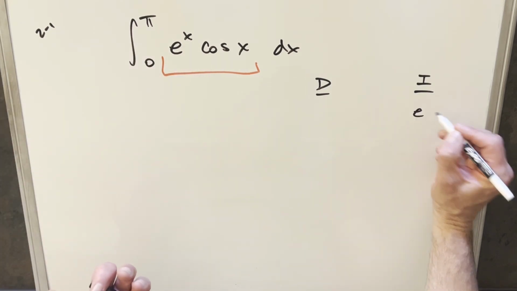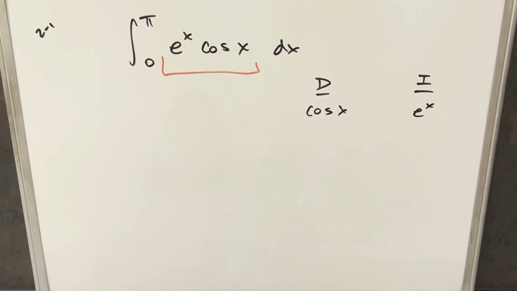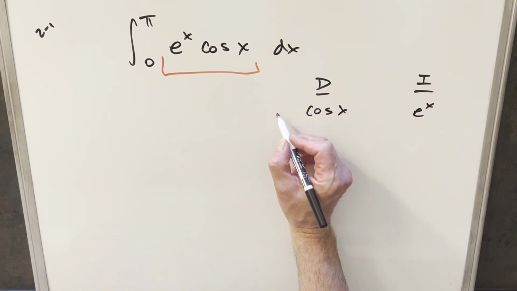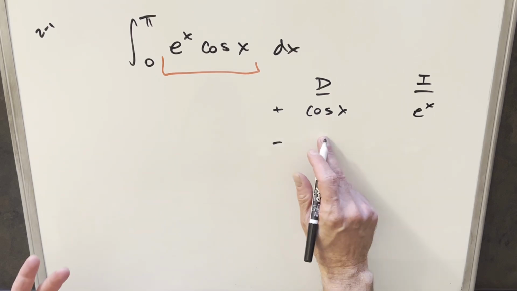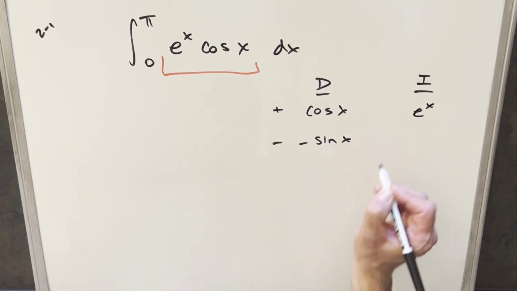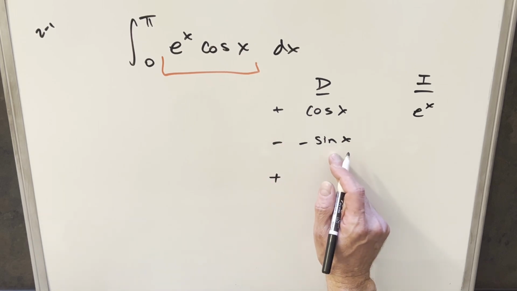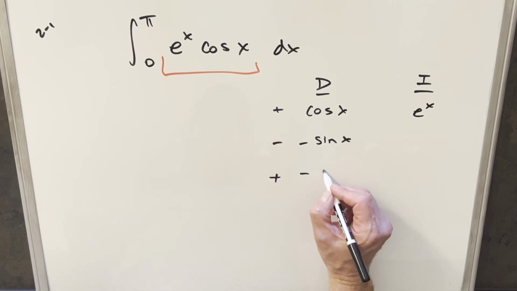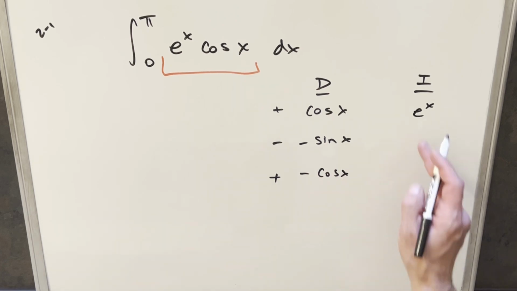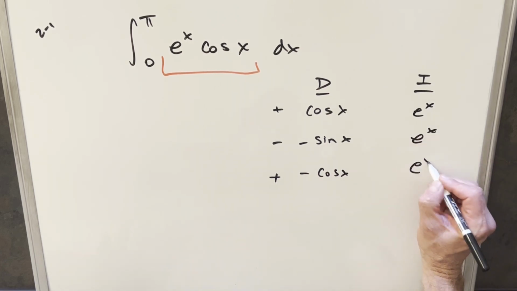So I like to integrate e to the x and I'll differentiate cosine x. And we'll go ahead and just do this a few times. First, differentiating cosine x gives me minus sine x. And then we'll do it again, alternating signs here. Derivative of sine x is going to be minus cosine x. And then integrating over here to the right, the integral of e to the x is just e to the x, and we'll do it one more time.